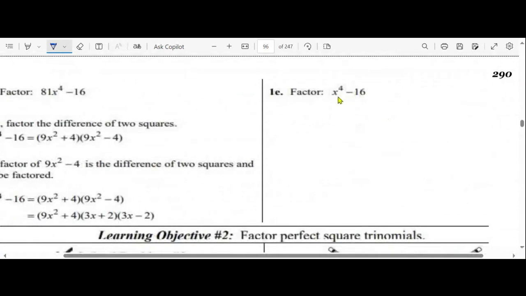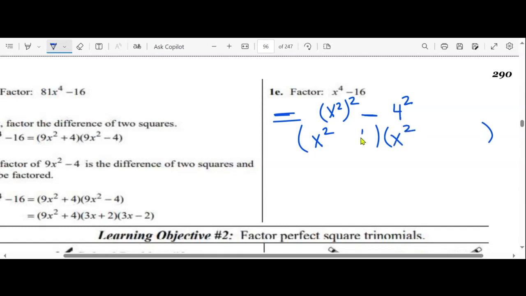X to the power of 4 minus 16. X to the power of 4, I will break it into x squared, all squared, minus 4 squared. Now, can we factor this? Yes. So it's going to be what? Who can tell me? X squared, 4, plus minus. What about this 4? Can I make it 2 squared? Correct?